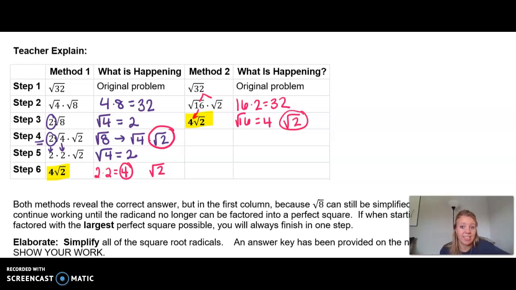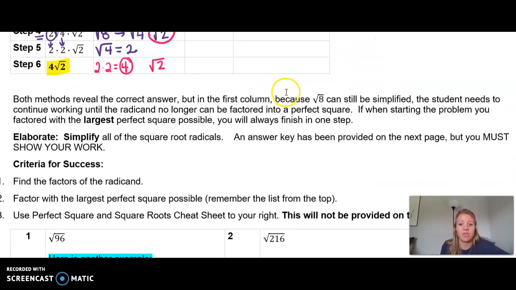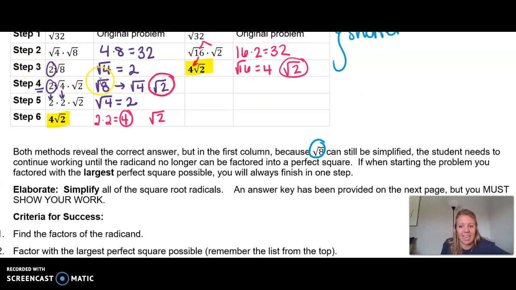Now, hopefully what you're thinking is that, well, method 2 looked a lot shorter. Yes, this is a lot shorter. This one's the shorter one. Both of them are correct, but one is shorter than the other. So in the first column, because that square root of 8 could still be simplified again, we needed to continue working until the radicand, the inside, no longer can be factored with a perfect square.